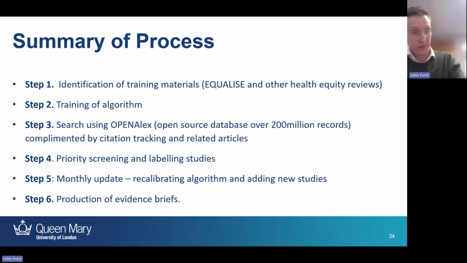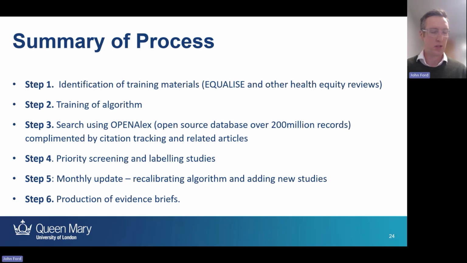We then just have to screen the top few hundred, and we stop at the point where we start getting saturation. So when we stop finding anything new, then we stop. At that process we then apply labels to them, and those labels form the basis of that living evidence map, which I showed you initially. We then do that every month, so we recalibrate the algorithm and add any new studies, and so this becomes a living evidence map. And then what we do as a research team is we translate that evidence map into evidence briefs, and I'll tell you a bit more about that.